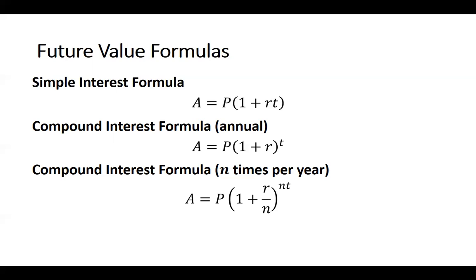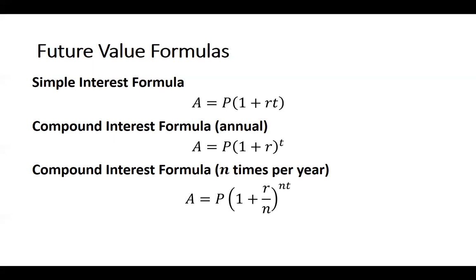So that's what this formula is really doing. If you notice, if we compounded one time per year, if we were compounding annually, R divided by 1 is R, and 1 times T is T. So the compound interest formula for compounding annually is just a special case of this compound interest formula for n times per year, where n is equal to 1.